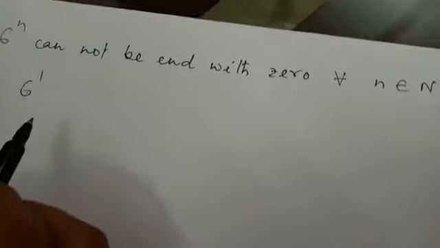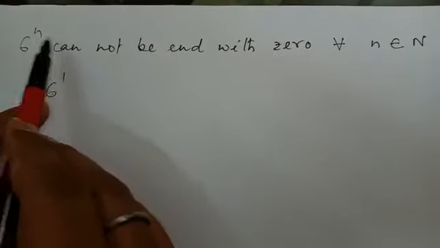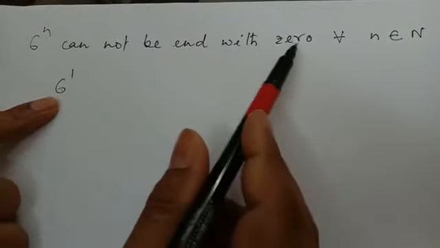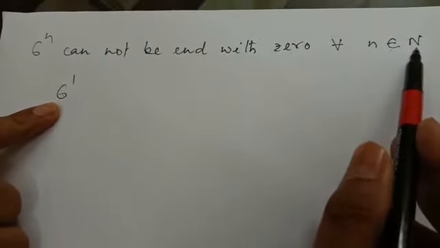Today I am here to continue with a very important question, that is, 6 to the power n cannot end with 0. So let's start. Today we are going to solve an important question, that is, 6 to the power n cannot end with 0, where n belongs to the natural numbers.